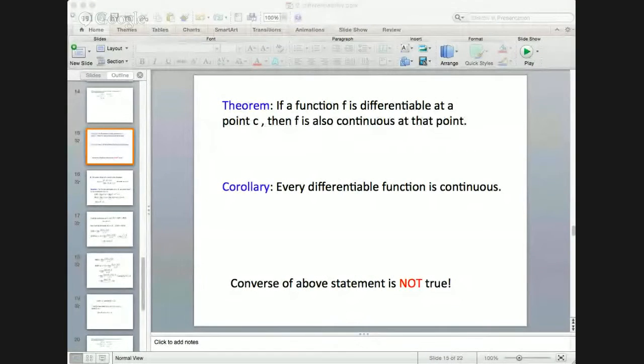We are going to be looking at the concept of continuity today. This is not the presentation that I want. This is my second lesson, so we are looking at continuity of a function.